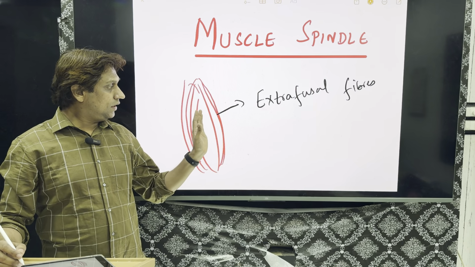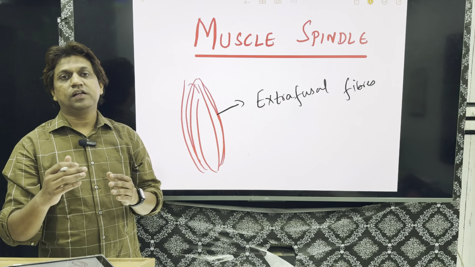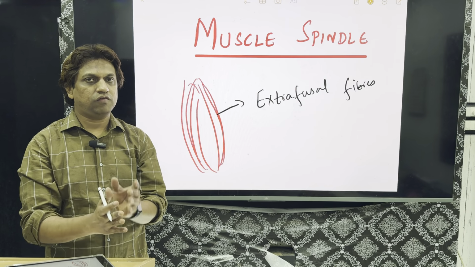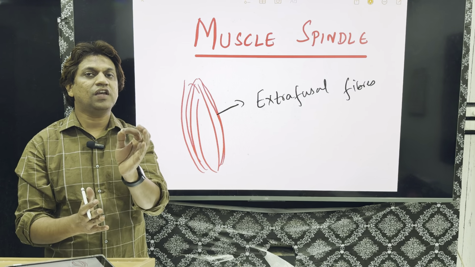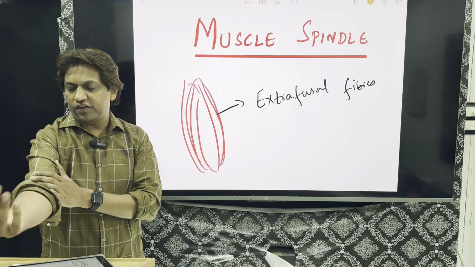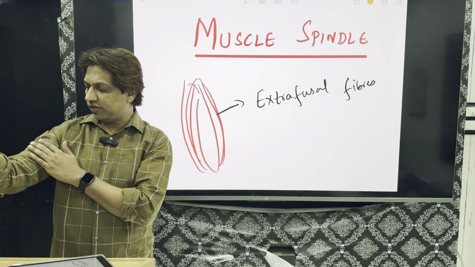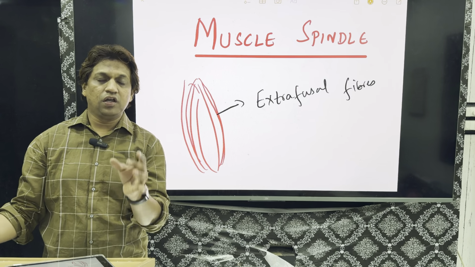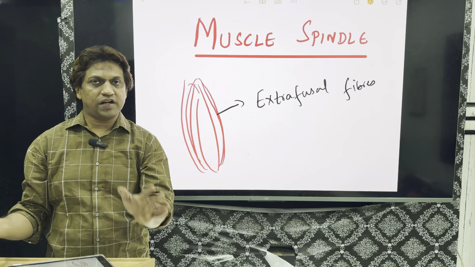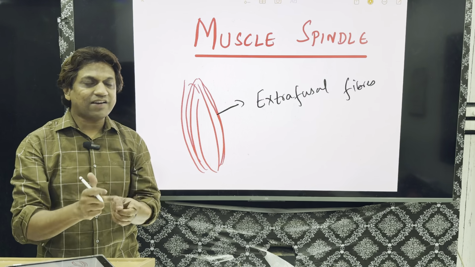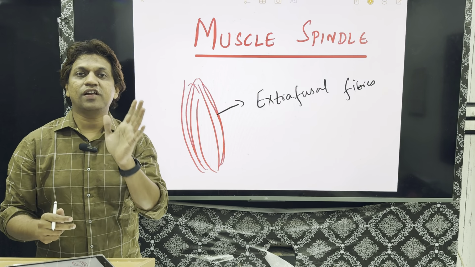Now, in the skeletal muscles, there are certain sensors or stretch receptors which respond to the change in the length of the muscle. Whenever a skeletal muscle is stretched, suppose this is in a contracted state and now I am stretching it, that is a change in the length of the muscle. This change in length is detected by one structure present in the muscle, and that structure is called the muscle spindle.